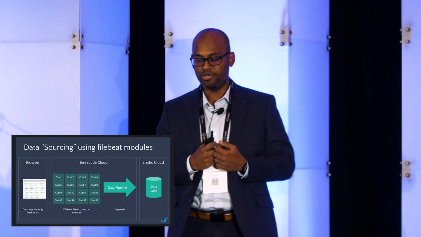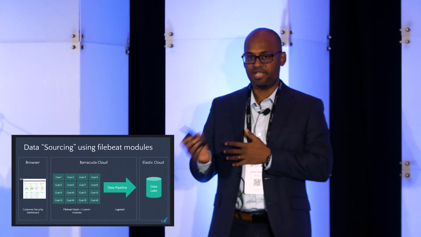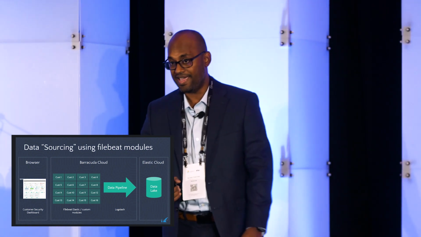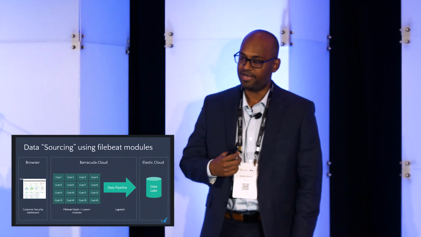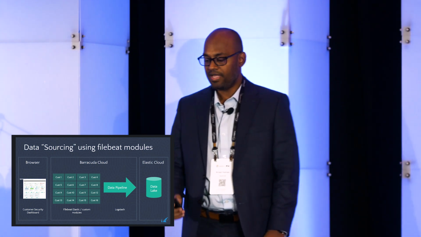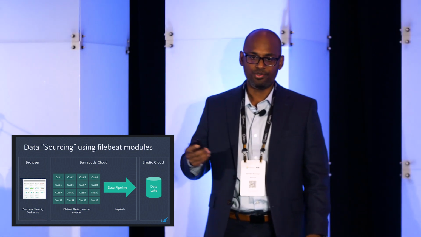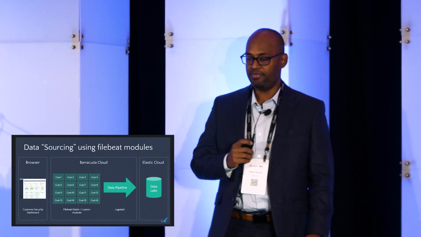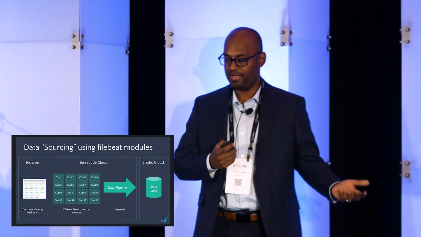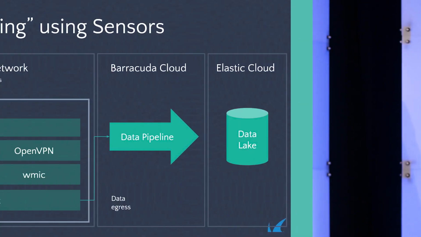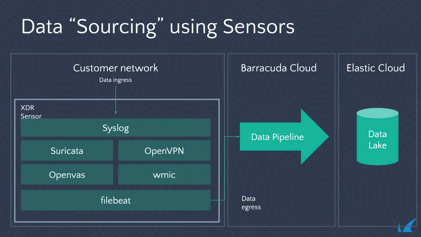Once the data comes into the Filebeat module, it sends the data to a data pipeline. And we have a global data pipeline that listens in for such data. And by the way, the data pipeline is powered by Logstash. We send the data out to a data lake. In our world, we have it in Elastic Cloud. This is another way we collect the data from our customers.